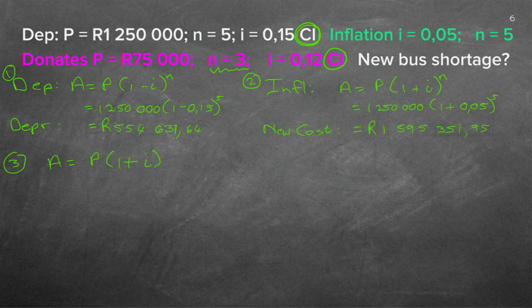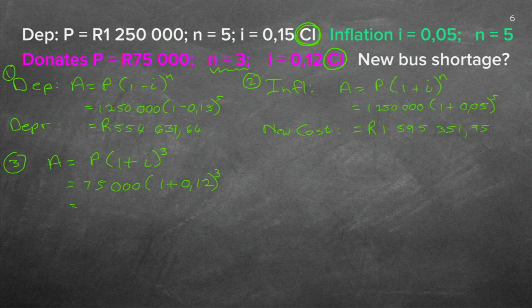So the parents only started at the end of the 2nd year. So there are 3 years left. That is why we've got a 3 there on the top. So I'm going to start filling in. What did they now invest? 75,000 rand. The interest rate was 0.12 to the power of 3.